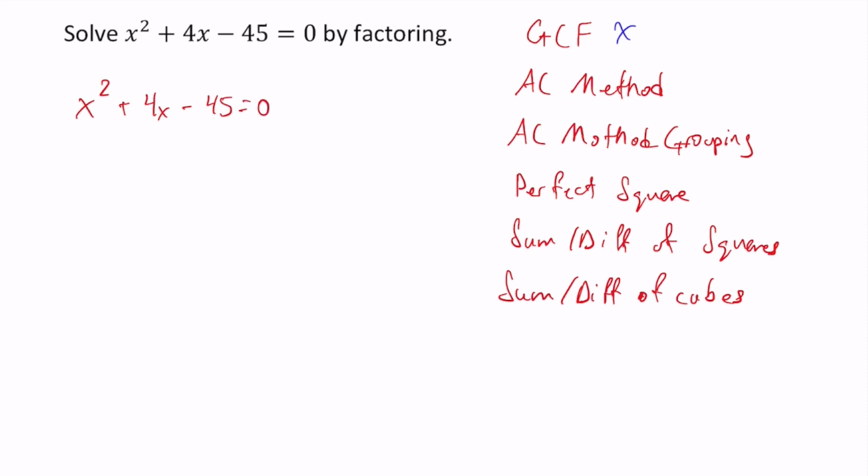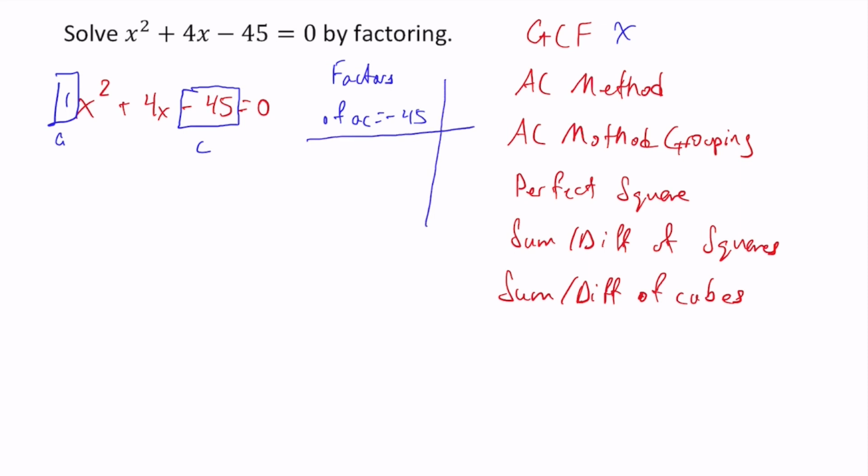Now here, a, the coefficient for the x squared, is 1. So that's our a. And c is right here, the negative 45. So a times c is going to give us negative 45. We need factors of AC, which in this case is negative 45. And those factors have to add to the middle term, which is b, positive 4.